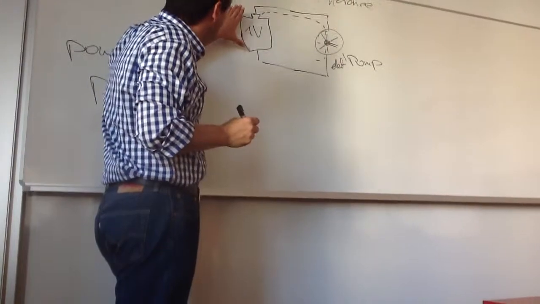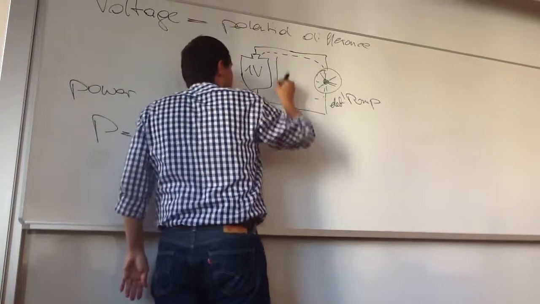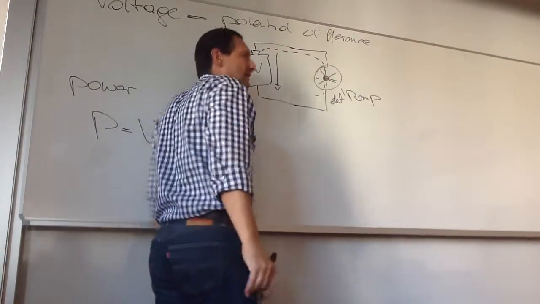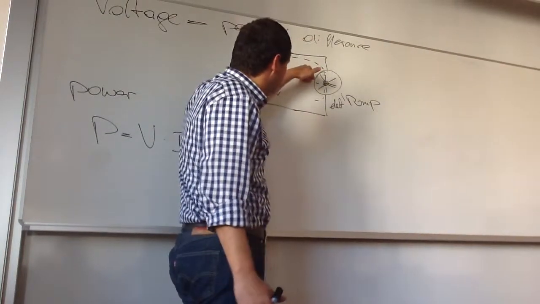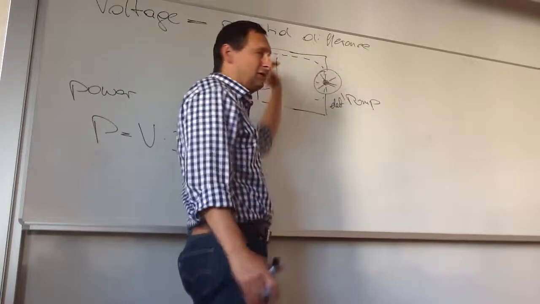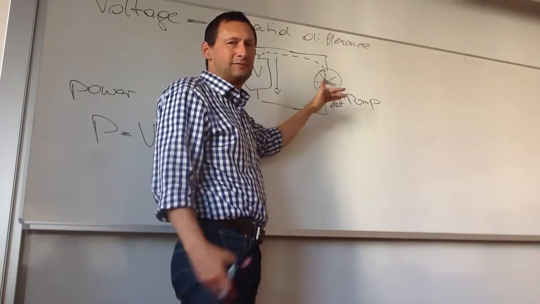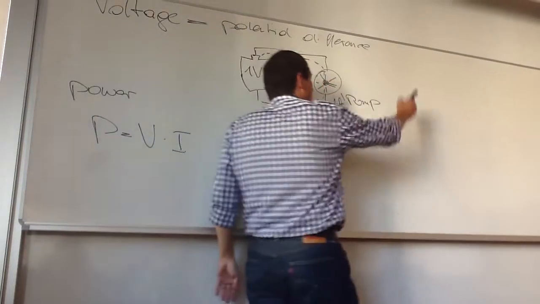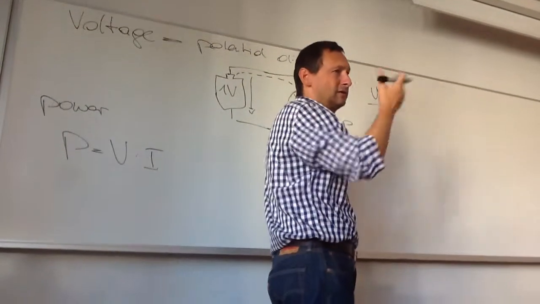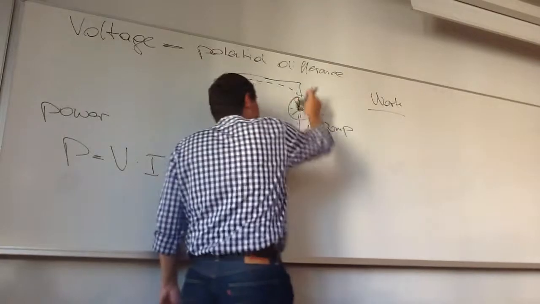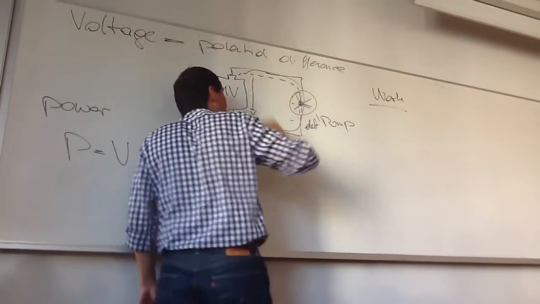Then, if it's a 1 volt battery, you can say the voltage that is developing across this battery is the energy or the work you have to put into that pump to pump the electrons, divided by the number of charge carriers you pump, divided by the charge. So it's the work you put in divided by the charge you pump.